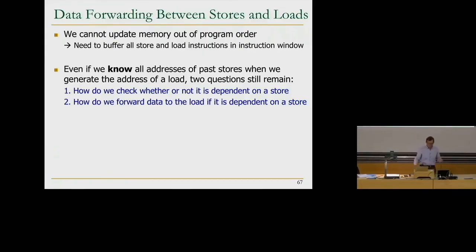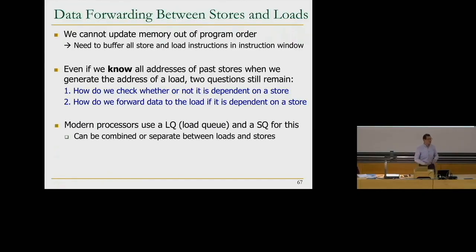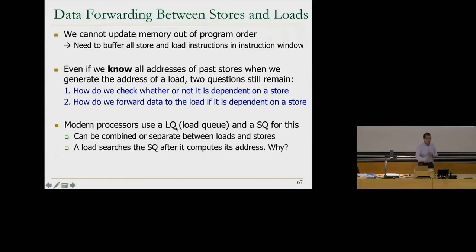So for this, you need a special structure. And these special structures are usually decoupled into load queue and store queue. It can be combined between loads and stores. For example, Pentium Pro in Intel had what was called a memory ordering buffer, MOB. So you had a MOB in a processor. But you can combine and separate, basically, you have a load queue and a store queue. So whenever you produce the address of a load, what you do is you search the store queue to check if there's any store that you're dependent on, so that you can schedule the load.